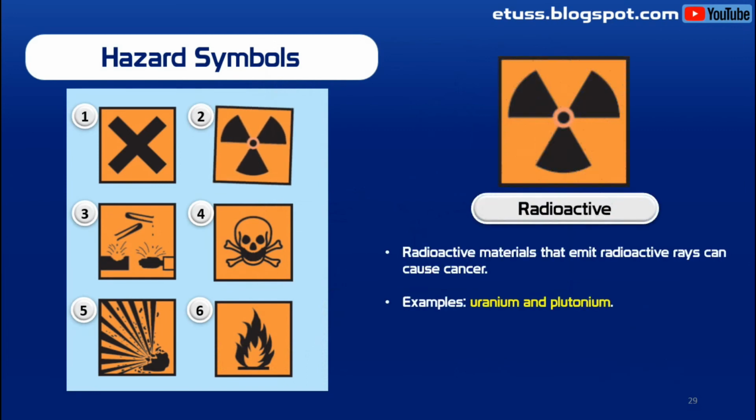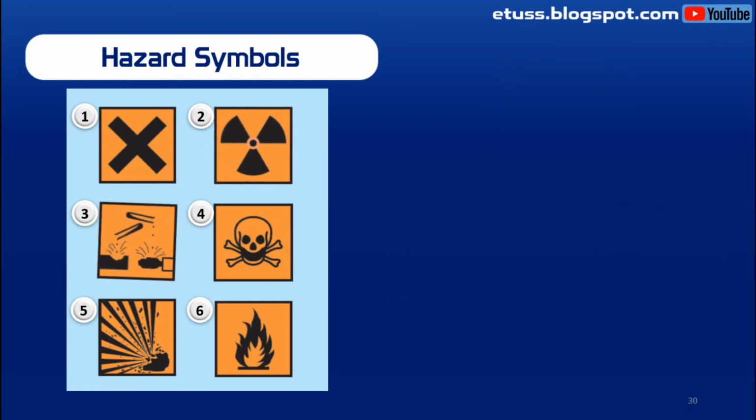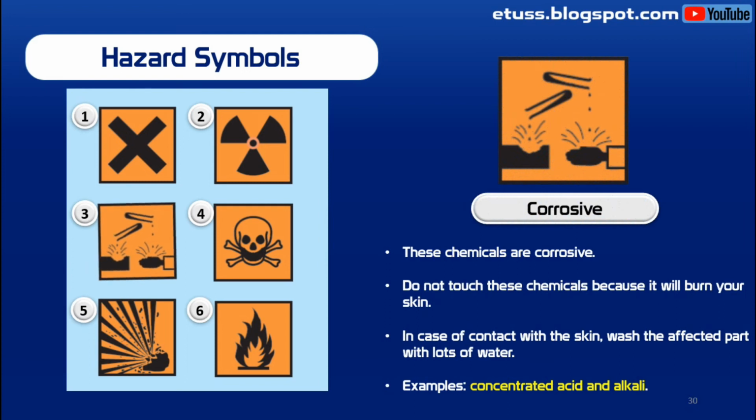Next is radioactive. Radioactive materials that emit radioactive rays can cause cancer. Examples: uranium and plutonium. Corrosive. These chemicals are corrosive. Do not touch these chemicals because they will burn your skin. In case of contact with the skin, wash the affected part with lots of water. Example: concentrated acid and alkali.